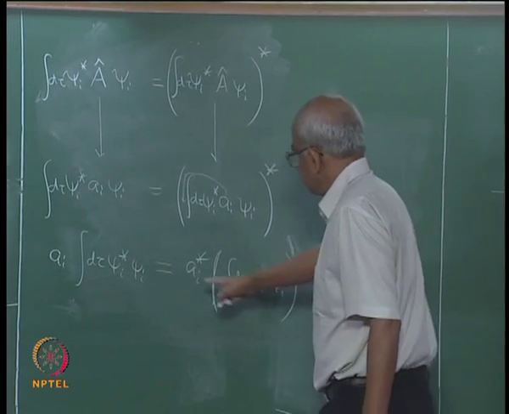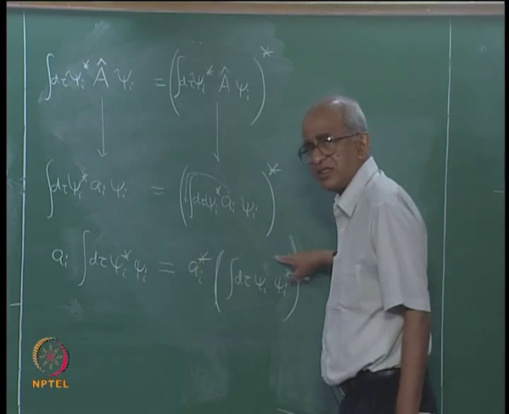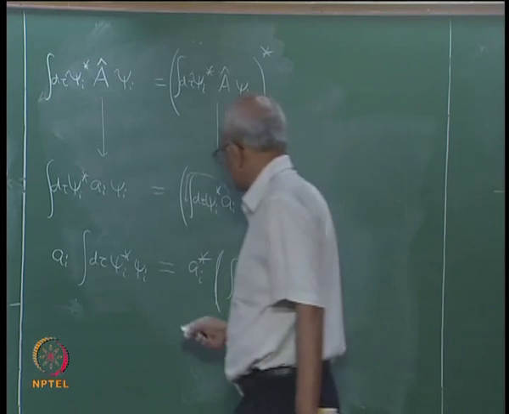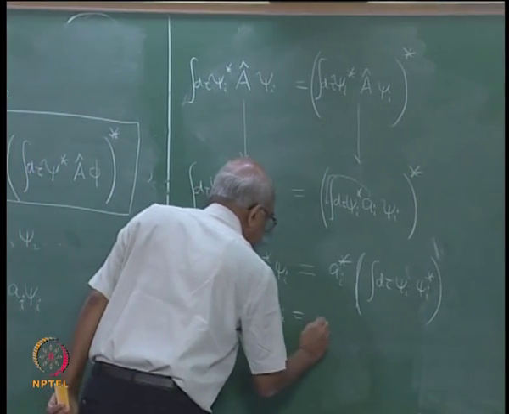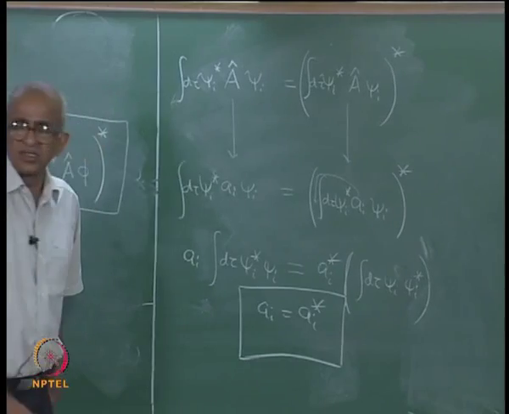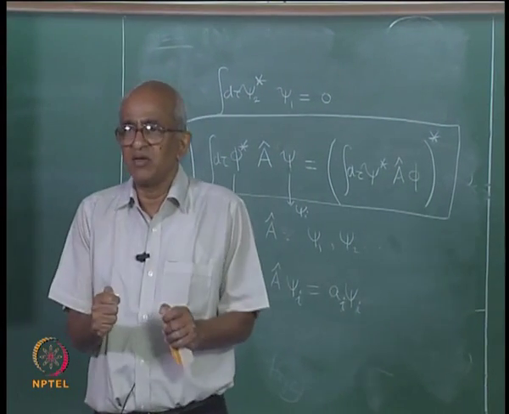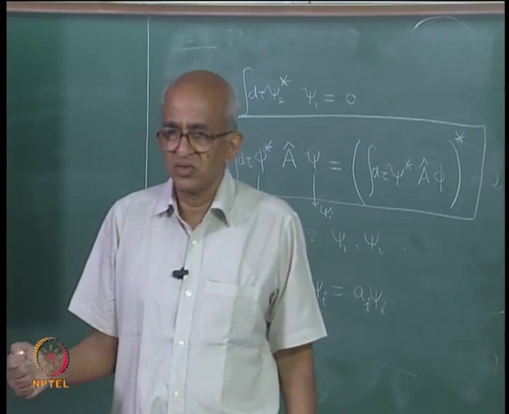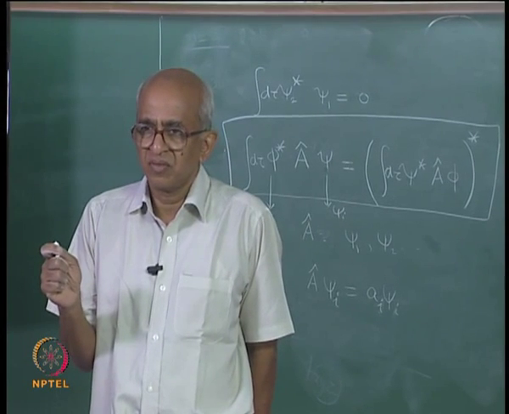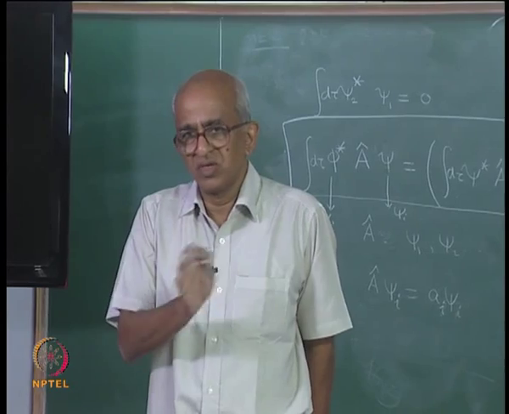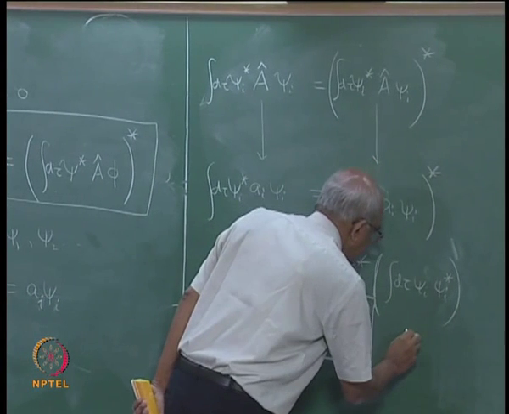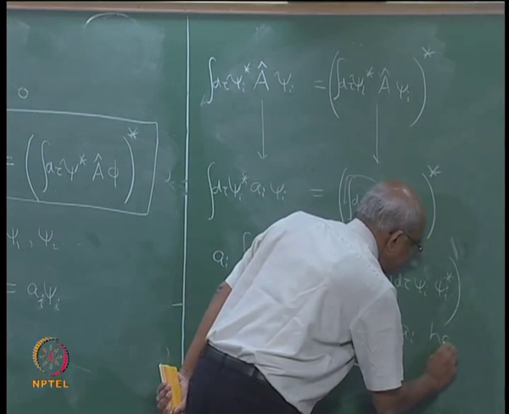And then when you look at this, you would realize that this integral and that integral are the same. If they are the same, I can just remove them, and so what is the result? I get the result that a i is equal to a i star. What does that mean? Any given eigenvalue is equal to its own complex conjugate, and this can be valid only if a i is a real number. If a i is a complex number, this will not be satisfied. So therefore, any given eigenvalue a i has to be real.